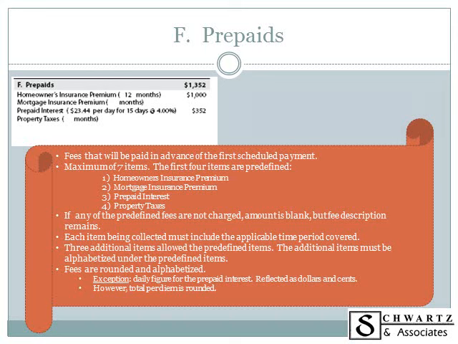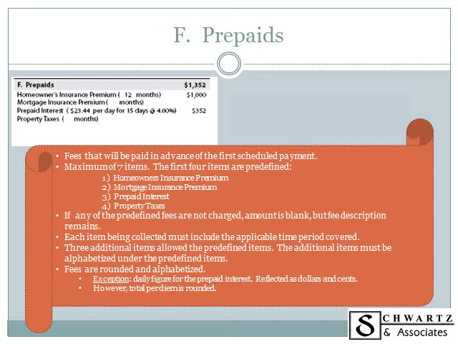Fee amounts are rounded to the nearest whole dollar, with the sum of all figures displayed at the top. The exception to this rule is the daily figure for the prepaid interest. The daily amount should be reflected as dollars and cents, but the total per diem amount is rounded to the nearest whole dollar. Each item being collected must include the applicable time period covered by the amount to be paid by the consumer. If any of the 4 predefined fees are not being charged, the amount is left blank, but the fee description will remain on the form.